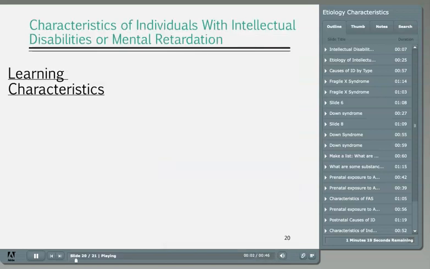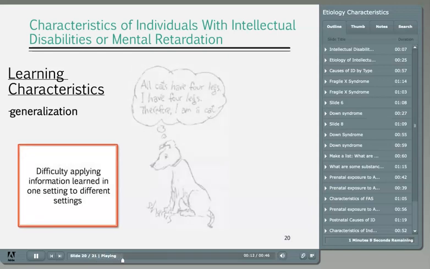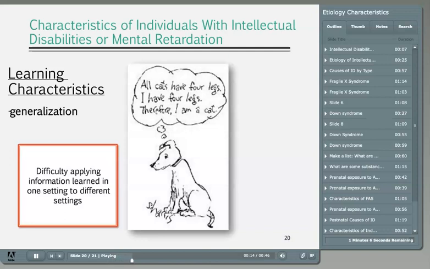The next issue is generalization, and it refers to applying a skill across settings and across time. What we see with children with intellectual disability is they don't generalize information very well. You can teach them something in the classroom, but then when you go ask them to apply it in another setting, they have difficulty doing that. Generalization needs to be taught explicitly to students with intellectual disability.